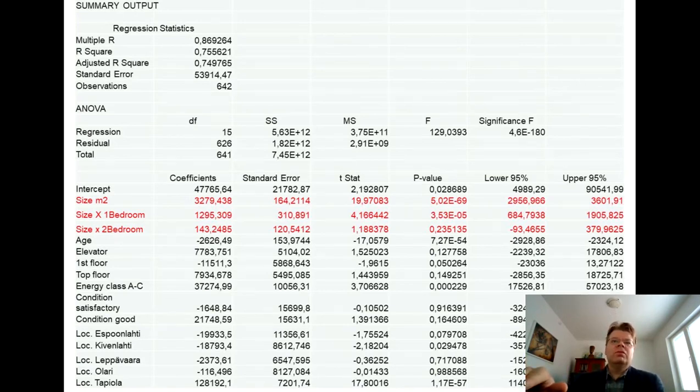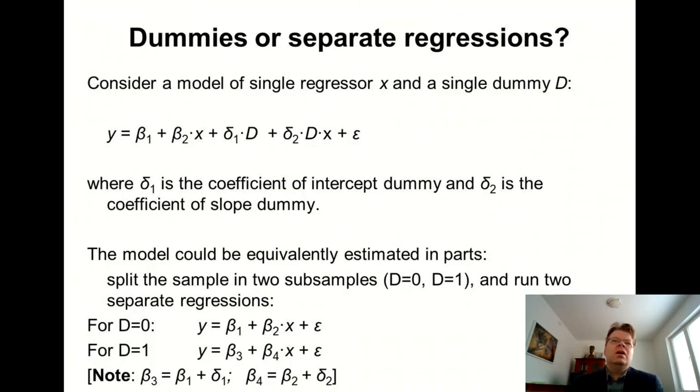In fact, I want to expand on this: how does it differ if we include very many dummy variables, both intercept and slope, from the situation where we would actually run two separate regressions for these two different groups?